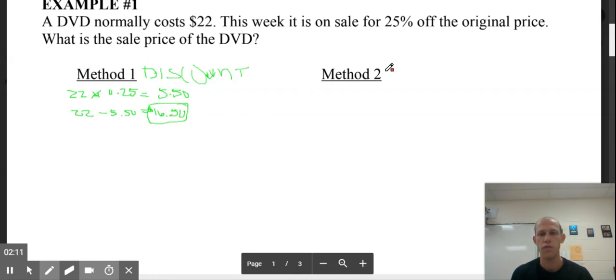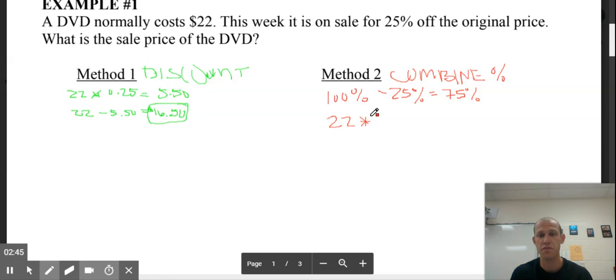The other method we talked about was combining percents. So this is the trickier version of combining percents. You have to remember what you're actually doing. You're taking things off. So you're starting with having to pay 100%. But then you're not going to pay 25%. So you don't have to pay this much. So the amount that you still have to pay on the product is 75%. So let's find what 75% of the product is. So if it costs you $22, what is 75% of that?